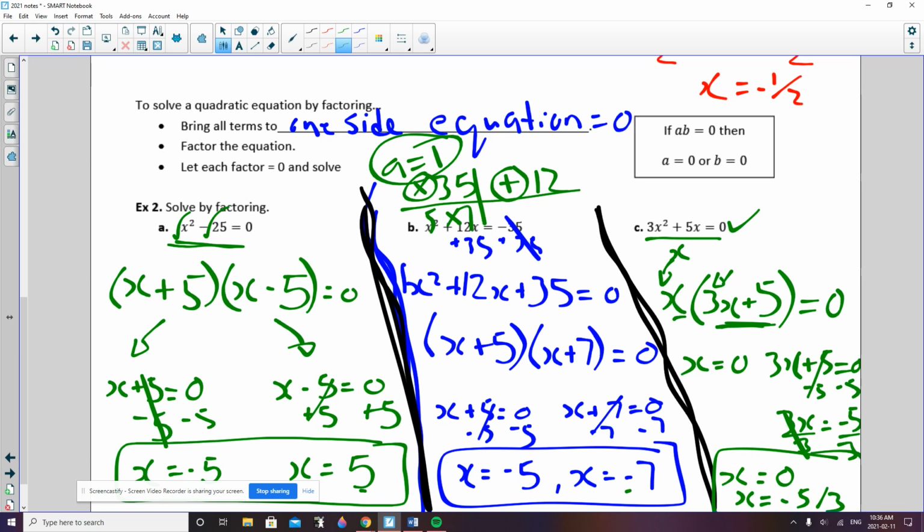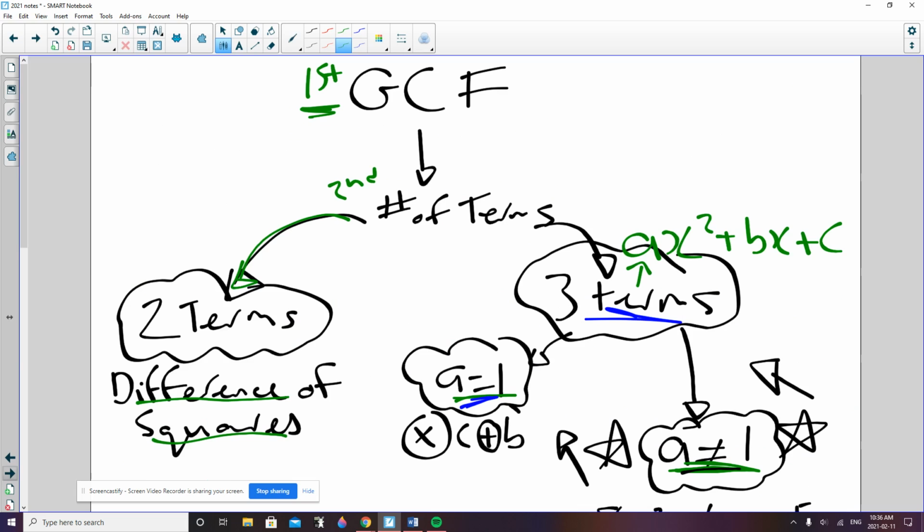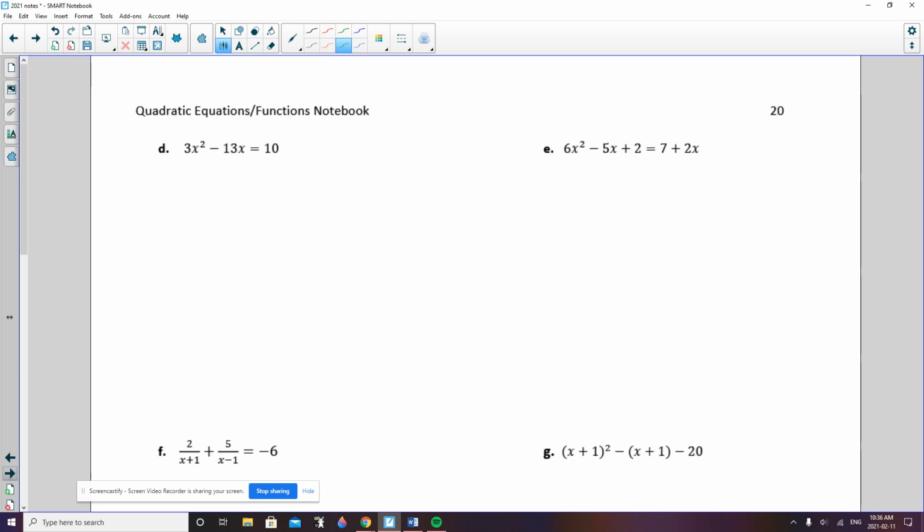Okay, and I could check that algebraically or graphically. So what I've done for these is I factored them to the point where I know the x-intercepts for those graphs. Once I know my x-intercepts, I could find my axis of symmetry and my vertex from there if I wanted to. I'm going to do maybe 1 or 2 more here. So D is 3x squared minus 13x equals 10.